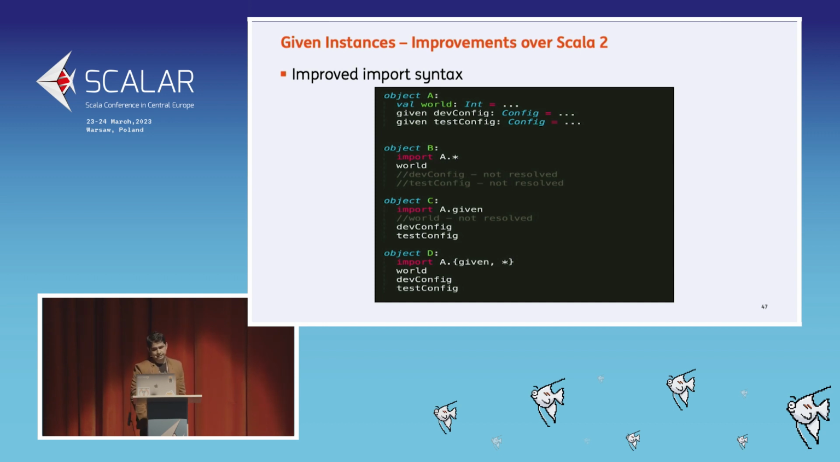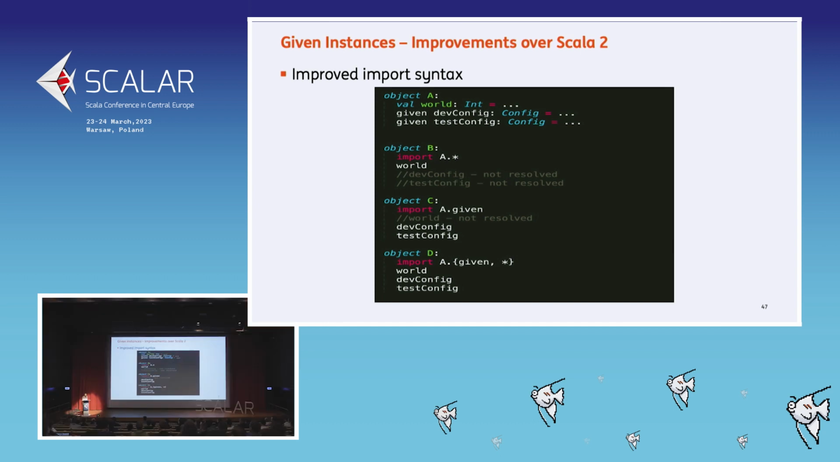If you look at object C, we have a special syntax for importing givens from an object. We have import a.given, and this will import basically all the givens inside A, including the ones that are not named. So anonymous givens will also be imported with this syntax. So in object C, you see the new syntax of importing only the givens, and if you want, you can combine them both. In object D, we are combining an import to get everything given and everything non-given as well.